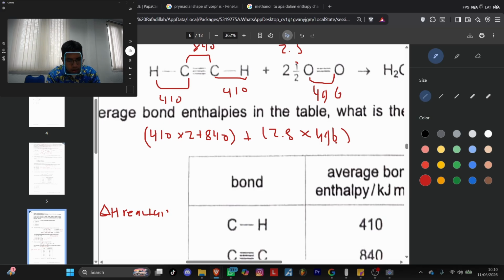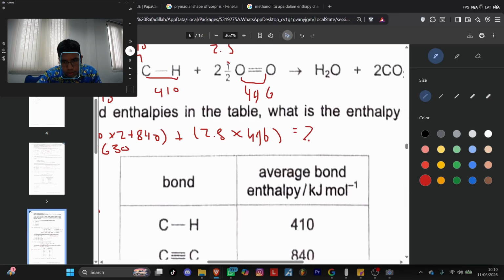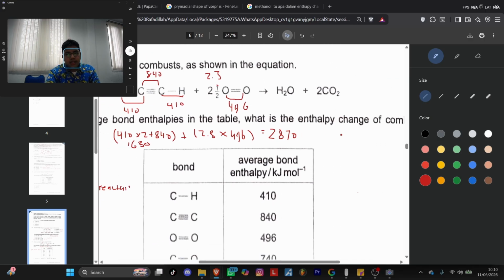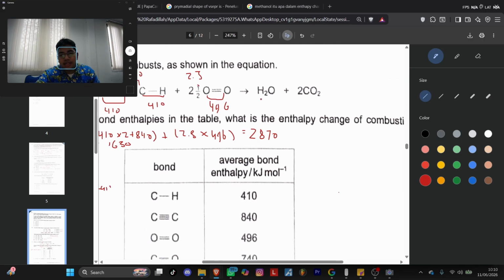Using the calculator, let me calculate first. 410 times 2 plus 840 plus 2.5 times 496. So the total in here is 2,980. Okay, and then we need to find the product, which is H2O and 2CO2.